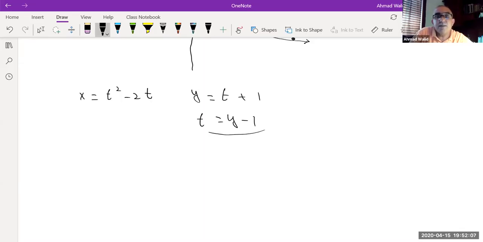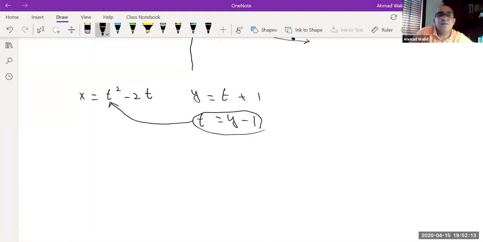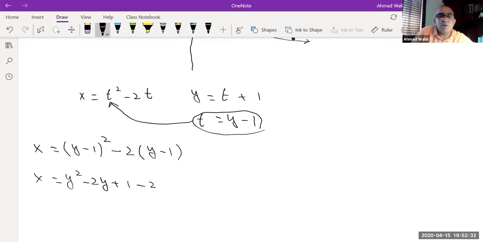Yes? Yeah. Now, taking this value, can I substitute here? Then I'll get x equals y minus 1 squared minus 2 times y minus 1. Let's simplify this equation. Then x equals y squared minus 2y plus 1 minus 2y plus 2. It means x equals y squared. Negative 2y gives me negative 4y. Positive 1, positive 2, positive 3.